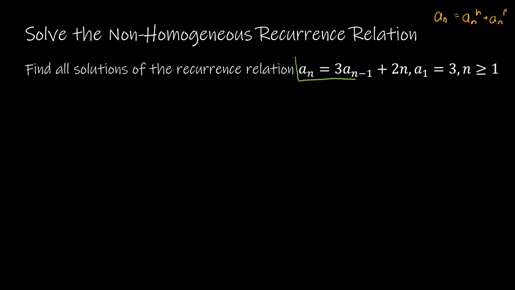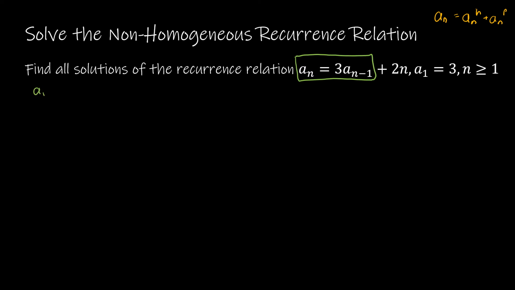And so that's going to use just the associated homogeneous recurrence relation. So how am I going to solve that? Well, I'm going to solve that the same way we did in the previous video. So if you haven't watched videos 8.2.1, 8.2.2, 8.2.3, I'm going to assume that you have, because that's the process that we're going to use.